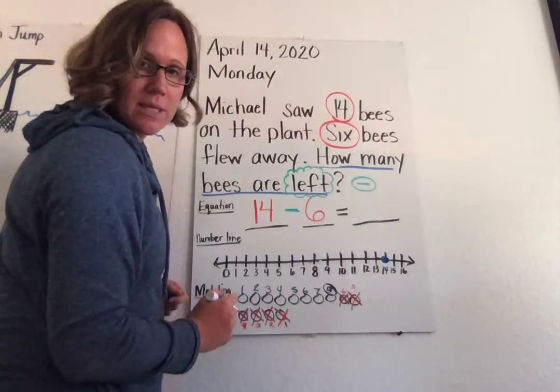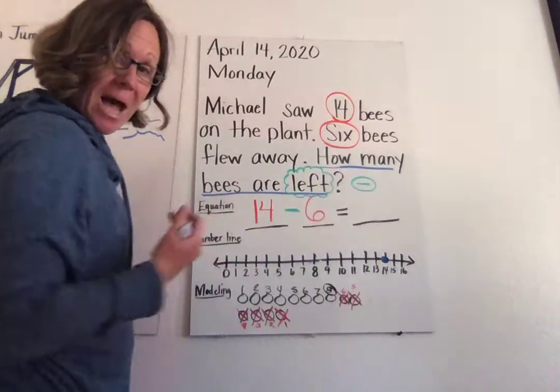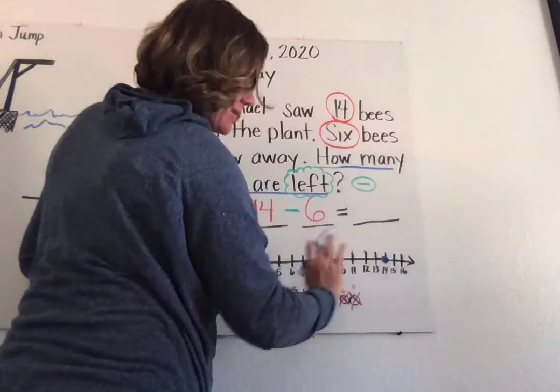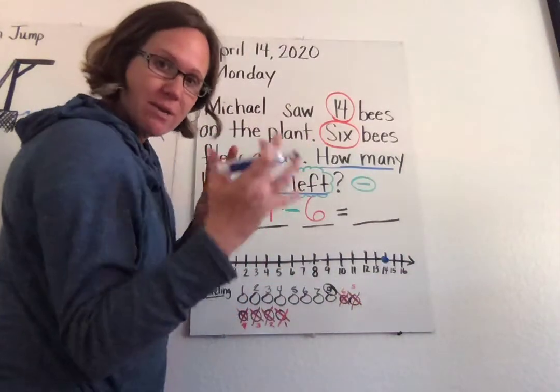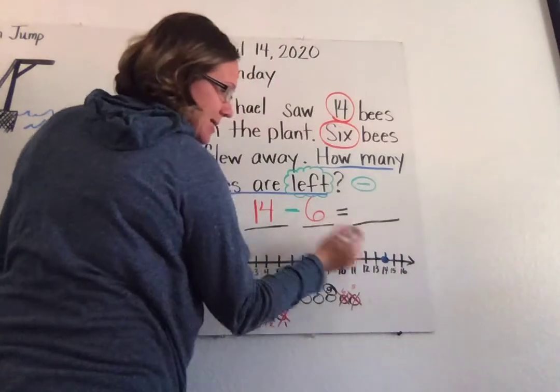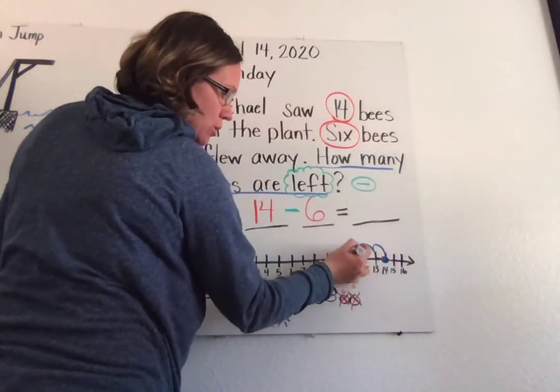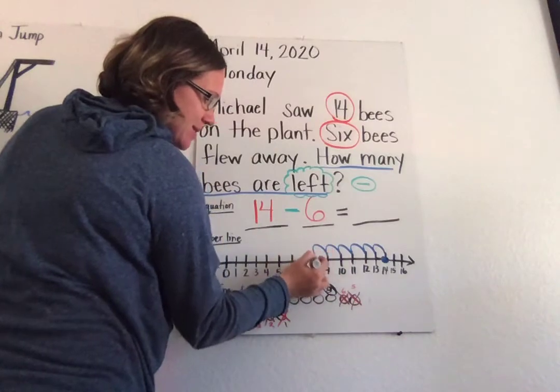So I have my 14. Now I'm going to jump backwards instead of forwards, because if I move forwards, we're adding, we're making the number bigger. We want to subtract to make it smaller. So I'm going to go back 6. 1, 2, 3, 4, 5, 6.